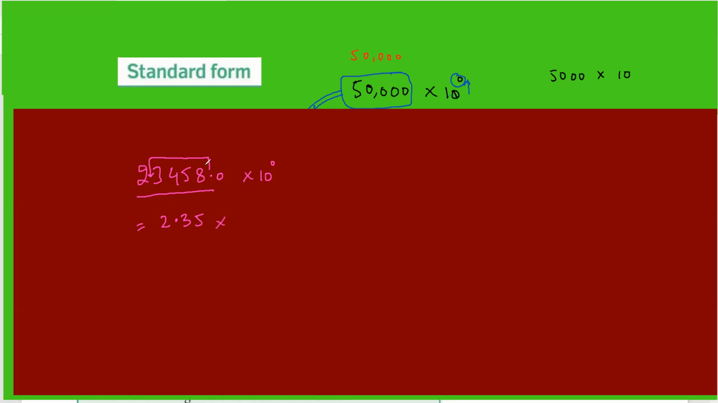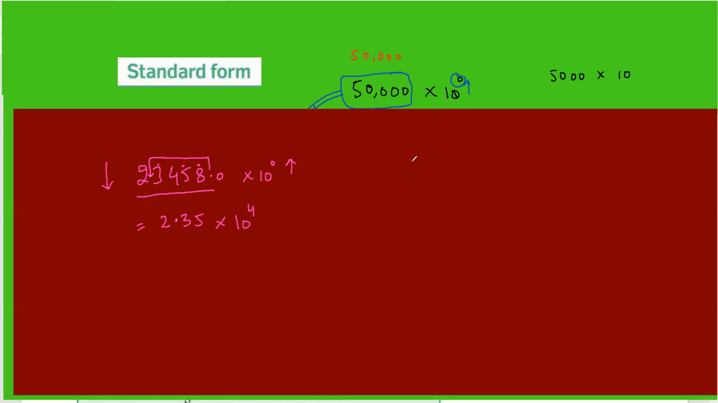And then you see how many times this has moved to the left. This is 1, 2, 3, 4. This has gone 4 steps to the left, okay? So this value is going down, so the power of 10 will go up by 4. So this is 10 raised to power 4.